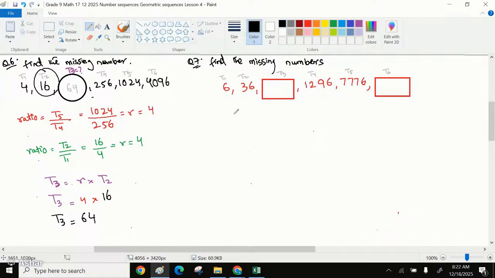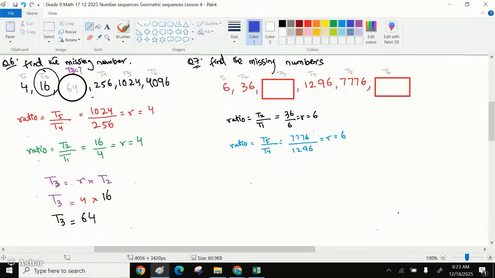Before doing anything else, we need to find the ratio. We can say term 2 when divided by term 1, the ratio comes out to be 6. Let's verify. If we say term 5 is divided by term number 4, that means 7,776 when divided by 1296, the ratio again comes out to be 6. You can always put the values in the calculator and you can verify that, okay? It's 6.